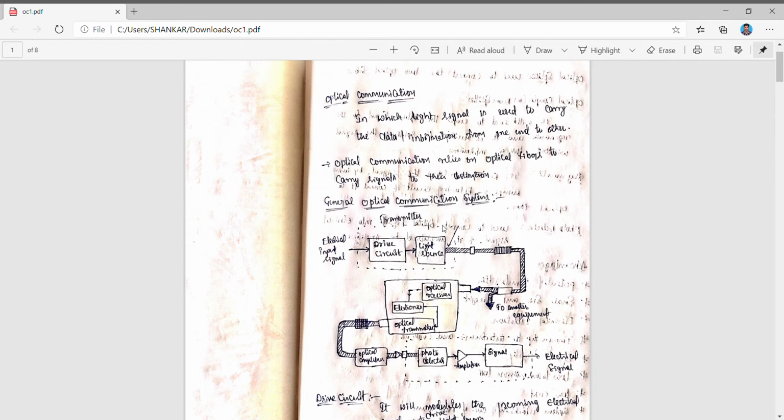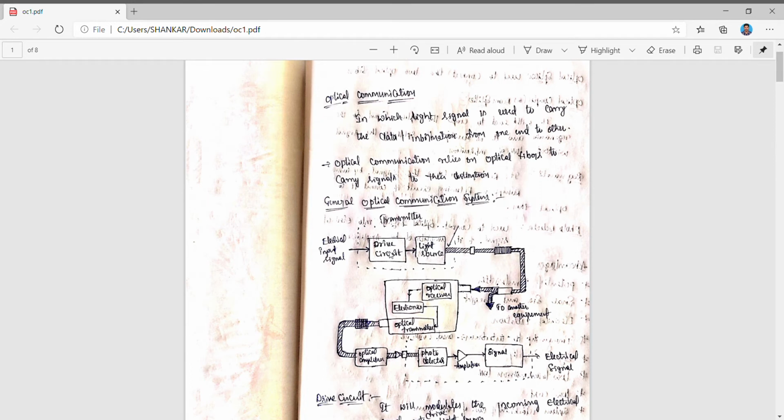So the optical system has some blocks, and we can represent those blocks in terms of a general communication system. It has the transmitter, the medium and the channel. Here in the optical communication system we are using the transmitter, which has an electrical input signal. This electrical input signal is applied to the transmitter section.